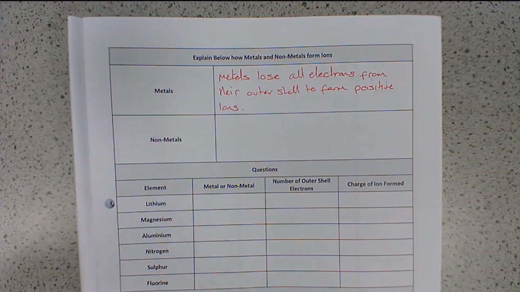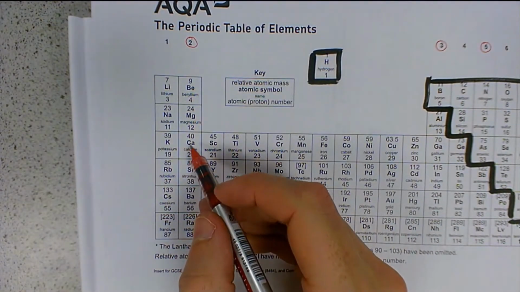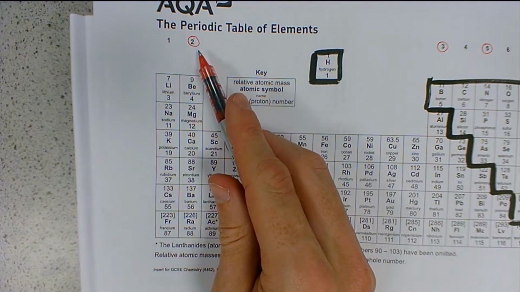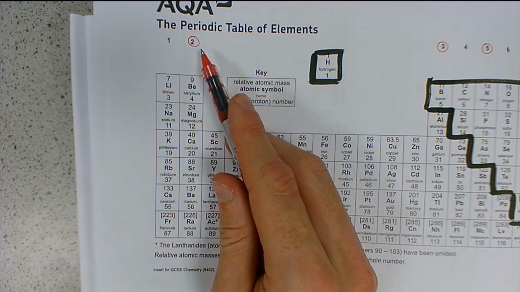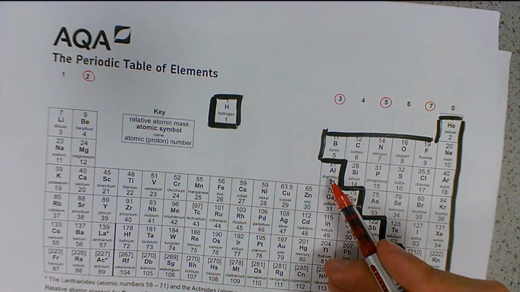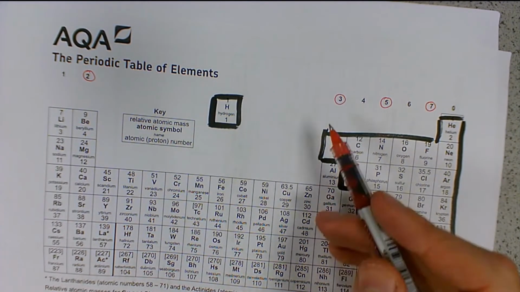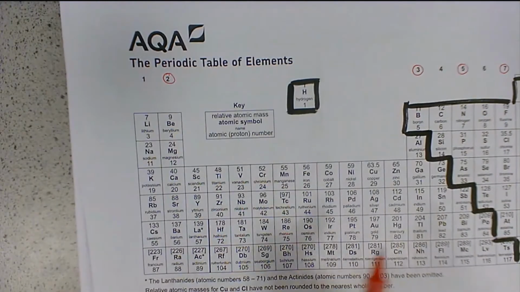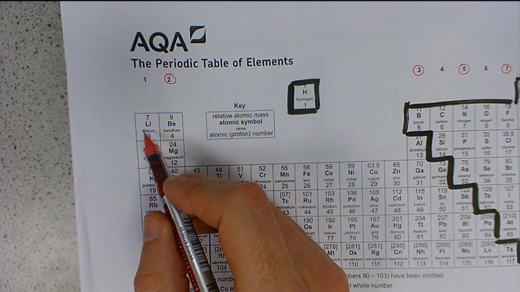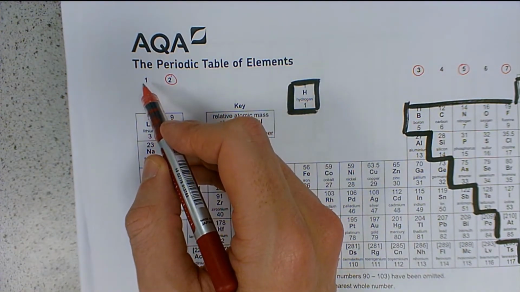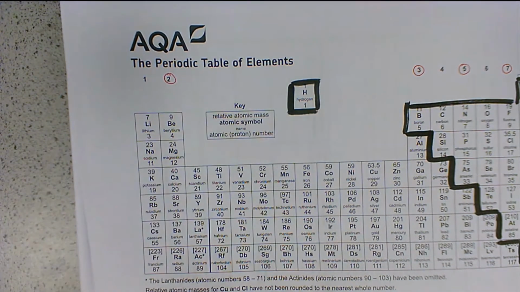So if we take an example, let's look at calcium. It's a metal, so it's going to lose electrons. It's in group 2, so it's got 2 in the outer shell, so it's going to lose 2, making it positive 2. Aluminium is a metal, so it's going to lose its outer shell electrons. It's in group 3, so it's going to lose 3 to become positive 3. Lithium is a metal, so it's going to lose its outer shell electrons. It's only got 1 in the outer shell because it's in group 1, so lithium will become positive 1.